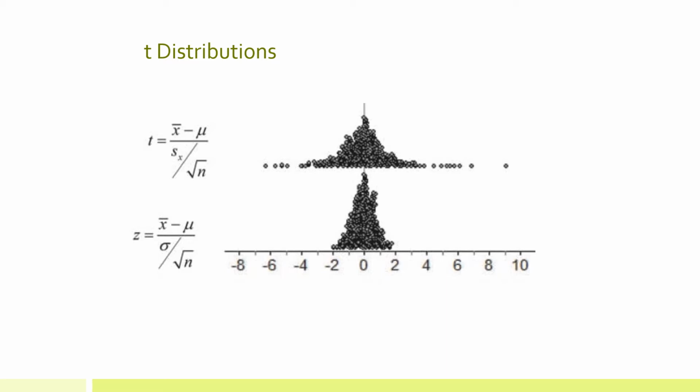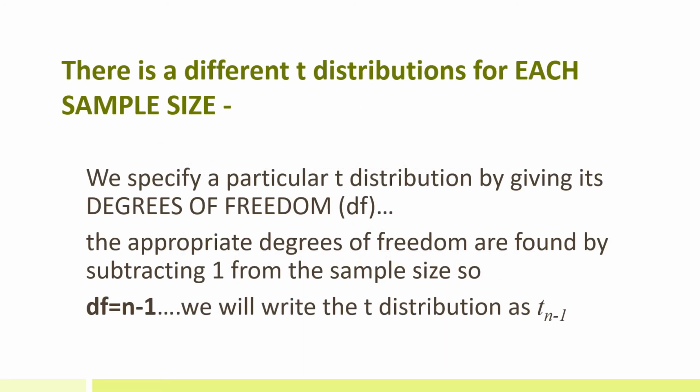So what do we use it for? We use it for when we need to estimate our S of X. Now what's different about a T distribution is there's a different T distribution for each and every sample size. That's right, a slightly different curve for each sample size. So we specify a particular T distribution by giving its degrees of freedom.